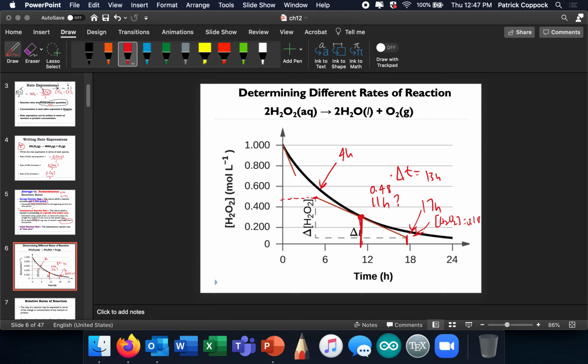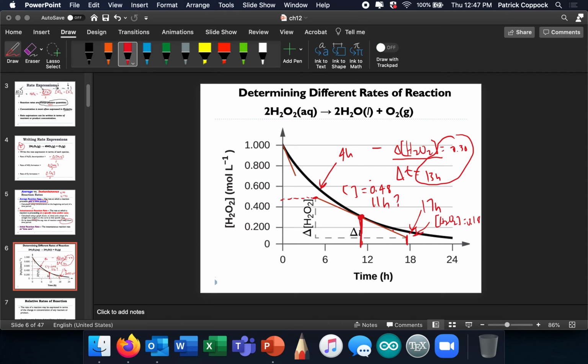And so the difference in these two concentrations might be 0.18 minus 0.48. That would be negative 0.30, right? So here's my rate. It would be negative, right, because it's going down. So I'd say my rate would be negative 0.30 divided by 13 hours, okay?